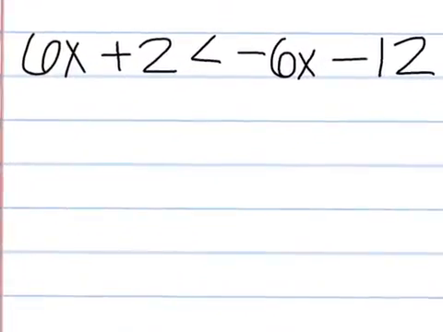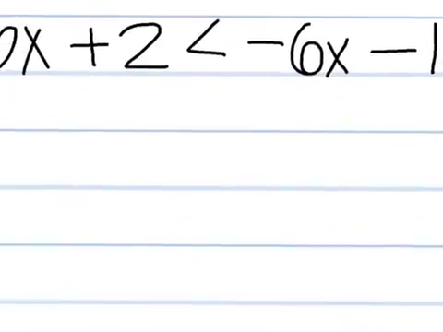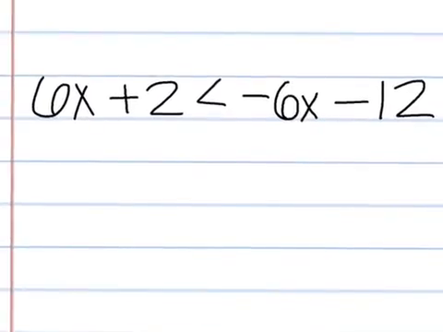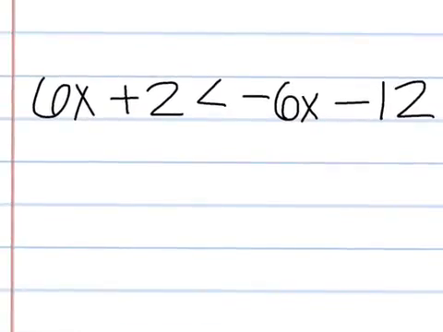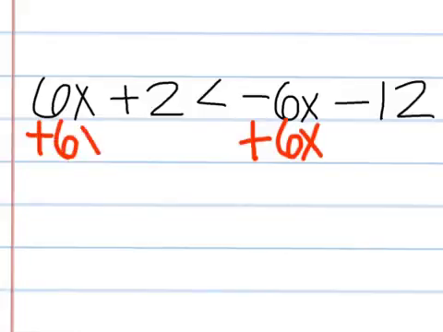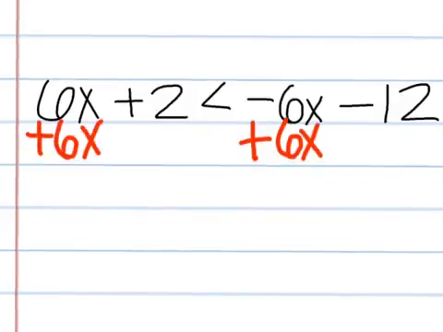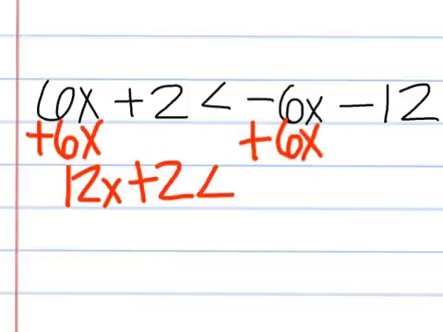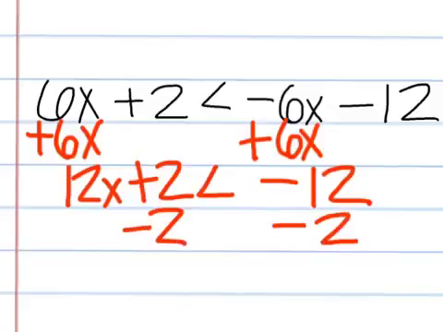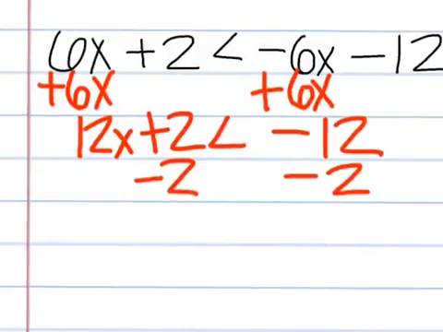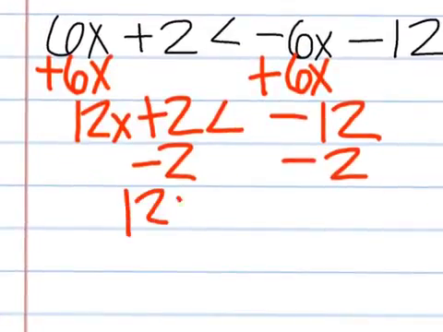Okay, for example 4, we have 6x plus 2 is less than negative 6x minus 12. We're going to add 6x to both sides. So we have 12x plus 2 on this side. On the left, we have a negative 12. We subtract 2 from both sides. This time we're going to end up getting a fraction.